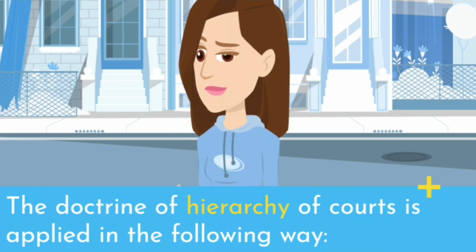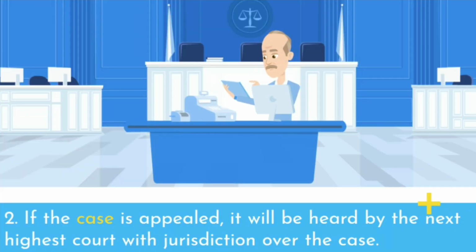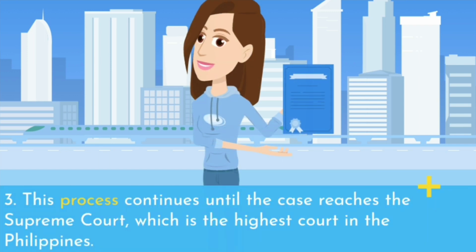The doctrine of hierarchy of courts is applied in the following way. 1. The lowest court with jurisdiction over the case must be the first court to hear the case. 2. If the case is appealed, it will be heard by the next highest court with jurisdiction over the case. 3. This process continues until the case reaches the Supreme Court, which is the highest court in the Philippines.